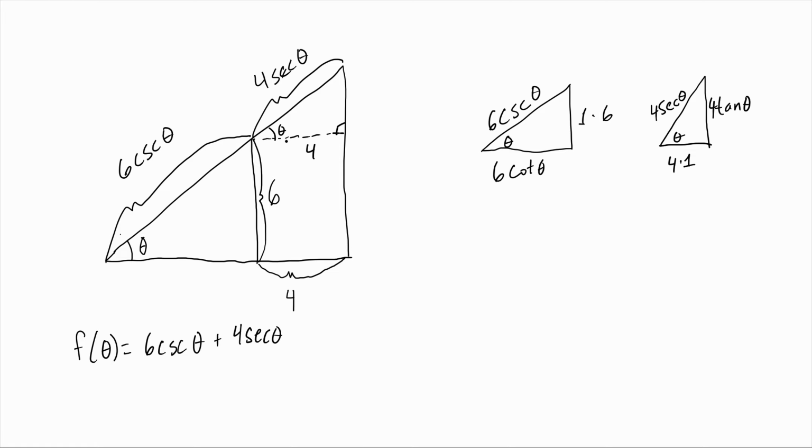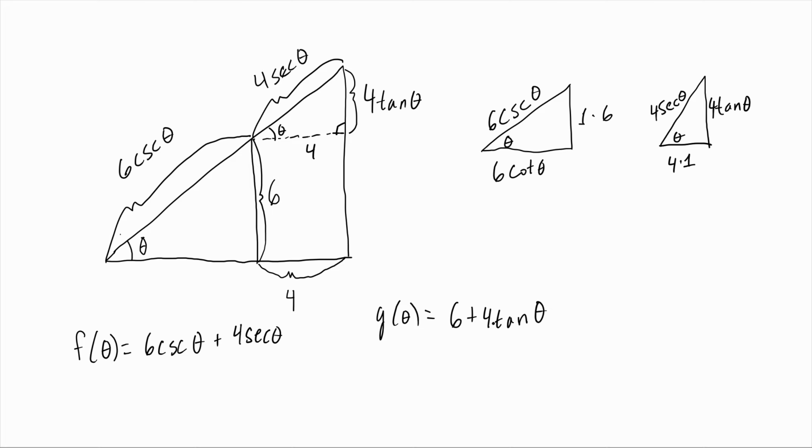We could also find a formula maybe for this opposite side. Let's try that. There's a couple ways that we could do this. This opposite side right here, we could automatically say, well, it's going to be 6 plus this length. And this length will simply be, looking at this triangle right here, 4 tangent of theta. So we could have another function, g of theta is equal to just 6 plus 4 tangent theta.